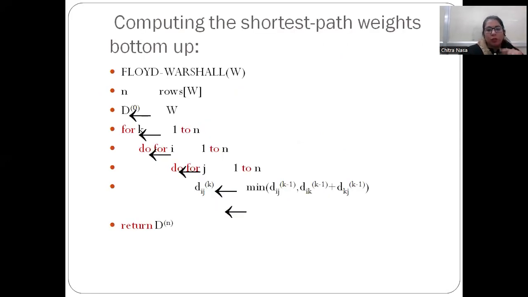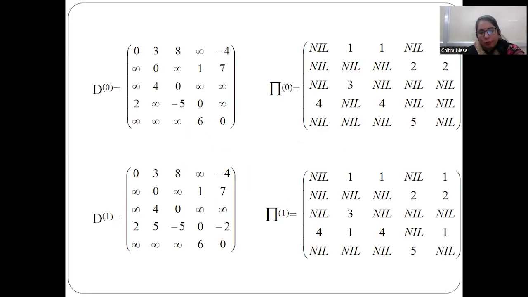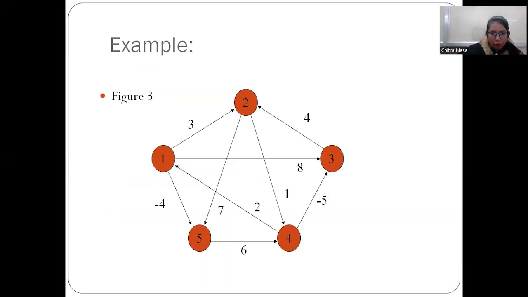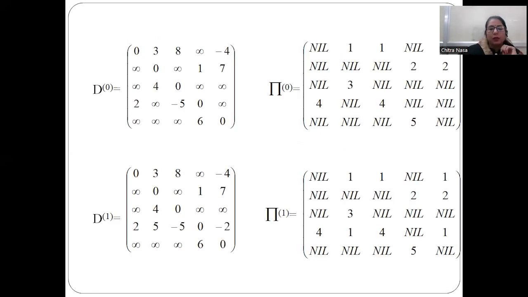So if you see in the initial matrix, the entry for 4 to 5 is infinity, but we can replace it with the 4 to 1 cost, which is 2, plus the 1 to 5 cost, which is minus 4. 2 minus 4 is minus 2, which is less than infinity. So we are going to update the entry 4 to 5. See, the entry 4 to 5 is changed to minus 2.